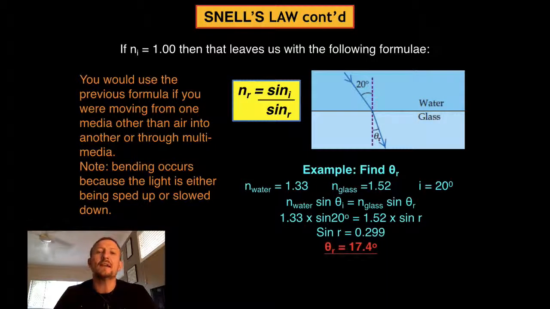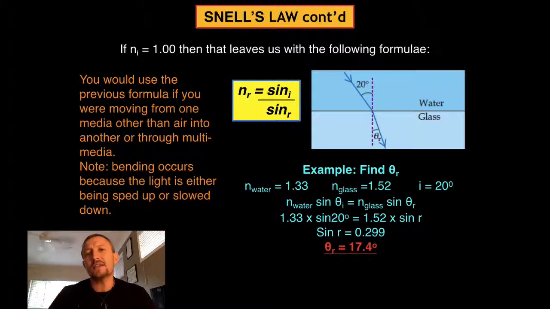Now all of this data will be given to you in an exam, either in the table or in the question, or you may be expected to calculate it using the speed of light. There will be information that allows you to apply the calculation n equals V air divided by V media, to find the refractive index, which would then allow you to find the refracted angle. We know that our incident ray is coming in at 20 degrees to the normal.